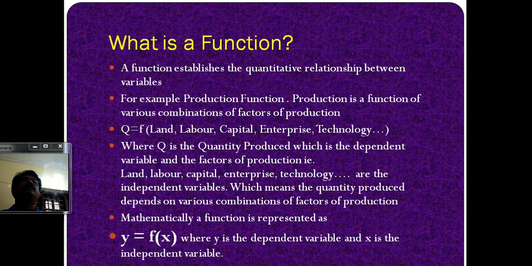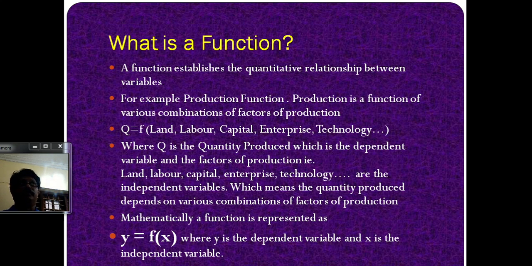So what is a function? A function establishes the quantitative relationship between variables. Through a function we are establishing the quantitative relationship between variables. For example, production is a variable that depends upon the various combinations of factors of production. If you want to produce more, you will have to add more factors like land, labor, capital, organization, technology, etc. So production is a function of various factors of production.